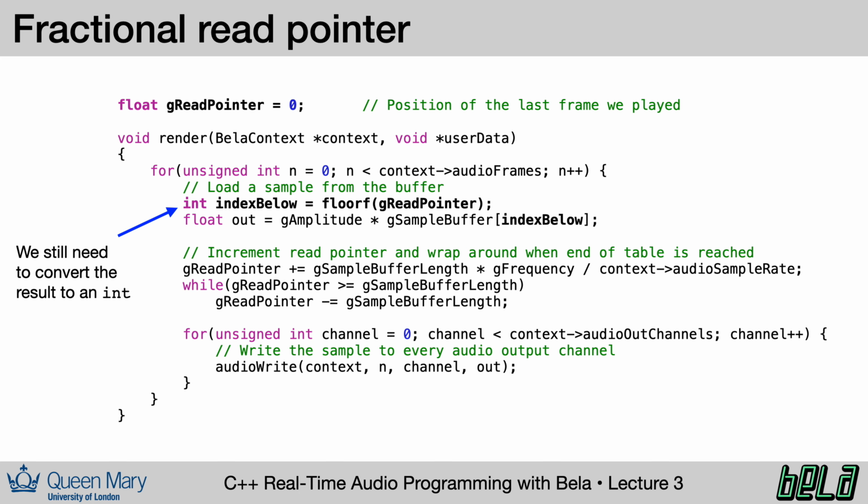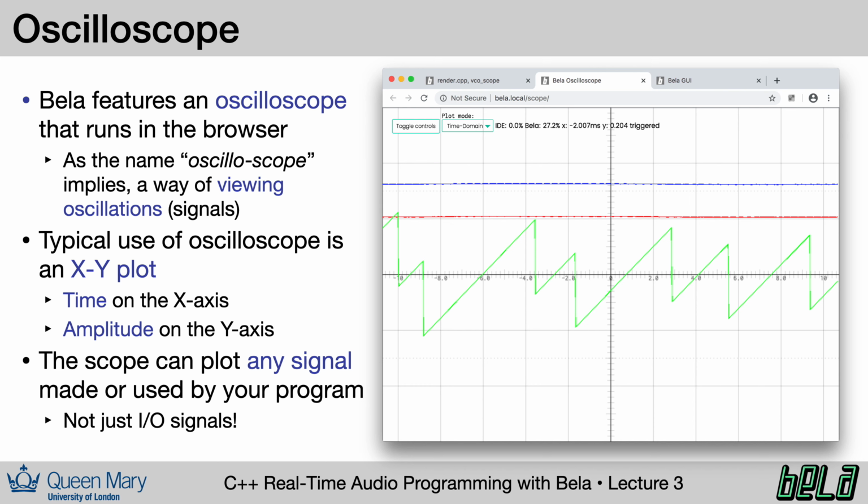So this is the first step toward a wavetable oscillator. We saw that we could play a buffer of samples over and over again in a loop, and the way we set the frequency was by changing how much the read pointer advanced every frame. I want to switch topics for a minute and show you one of the features of Bela, which will be really useful for our programs going forward.